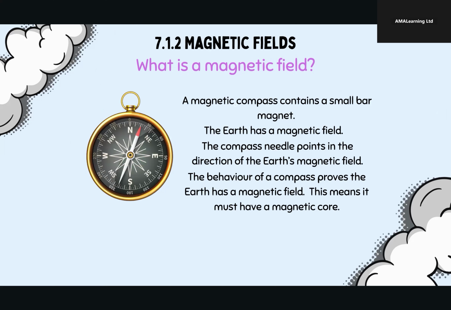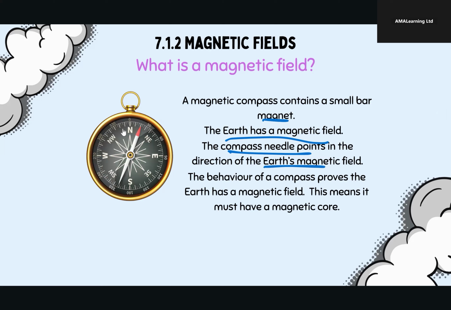Now, a magnetic compass contains a small bar magnet. So you have a small bar magnet inside. Now, alongside that, the Earth already has a magnetic field as well. So the compass needle points in the direction of the Earth's magnetic field. The behavior of the compass proves the Earth has a magnetic field.